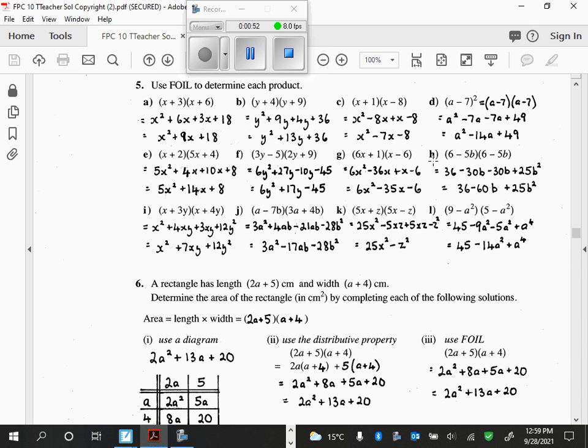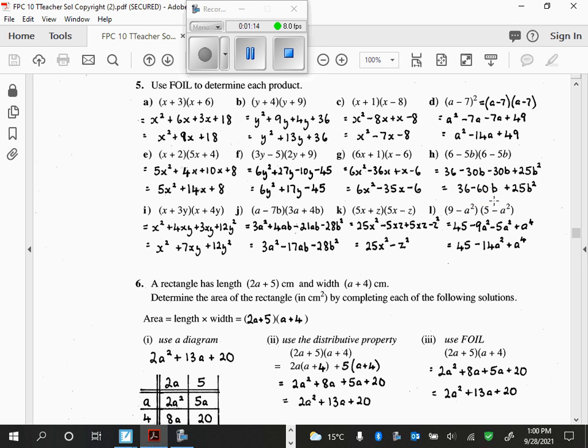Rewrite and FOIL, don't cancel because you only cancel if they have different signs. One addition, one subtraction. H, again, don't cancel this. You can't cancel this because they don't have different signs. That's the only time you can cancel. Here you can see the middle terms do not cancel. Negative 30 subtract 30.